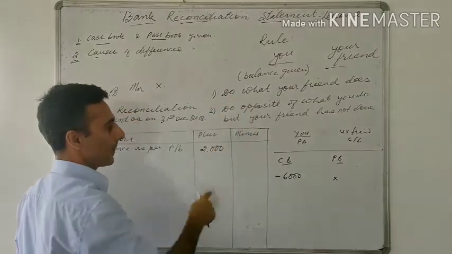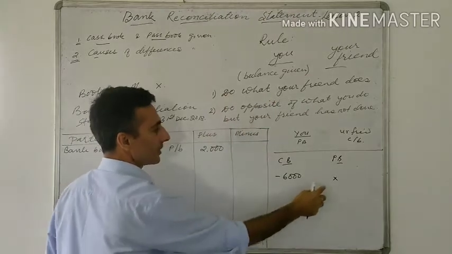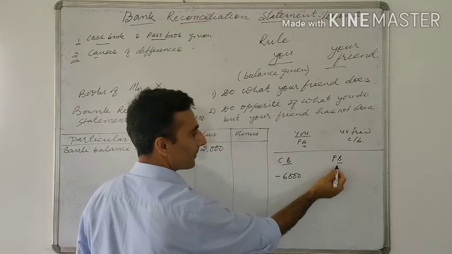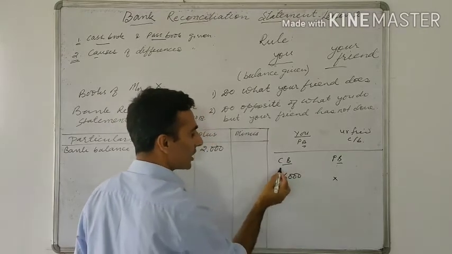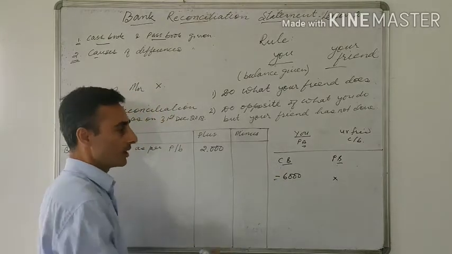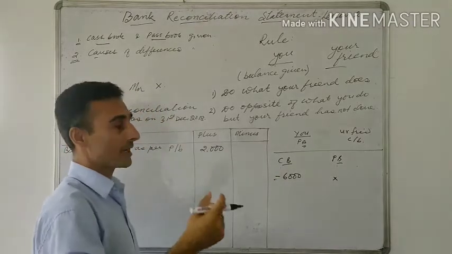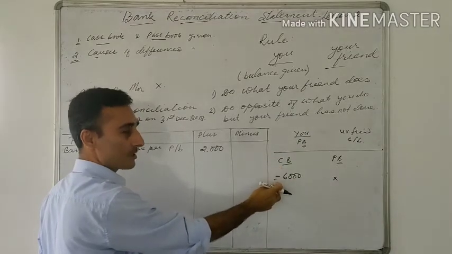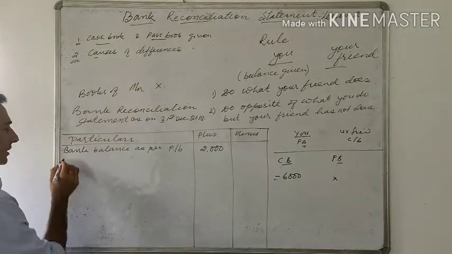Now we'll follow the rule: do what your friend does. Look here, yours is the passbook, so your friend is the cash book. What has your friend done? Your friend has done minus 6,000. So what do you have to do? Do what your friend does. That means you have to subtract this 6,000 because your friend has subtracted it. So this is number 1.